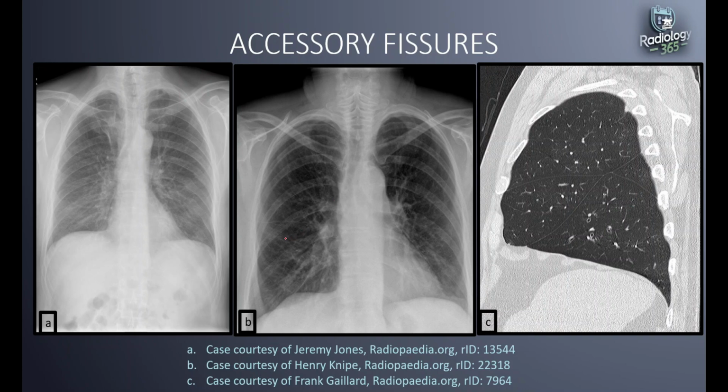And then the inferior accessory fissure, seen in approximately 12% of patients, and it's more common in the right lung. It divides the medial basal segment. So if you look here, there's this fissure that runs here, if you are following my pointer, and separating the medial basal segment from the rest of the basal segments. All right.